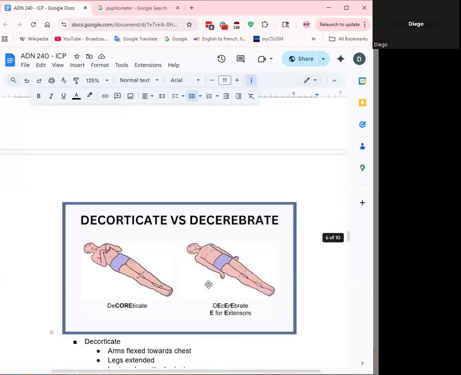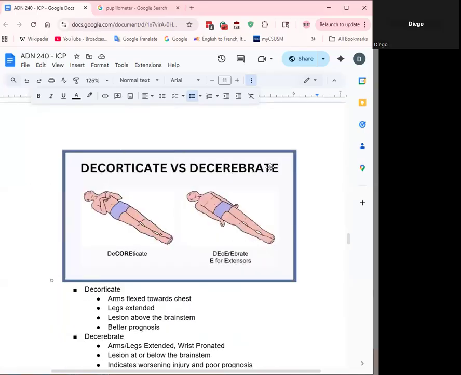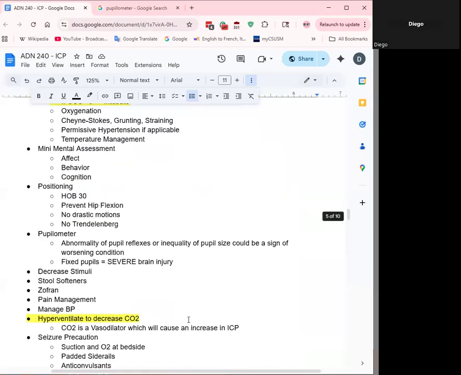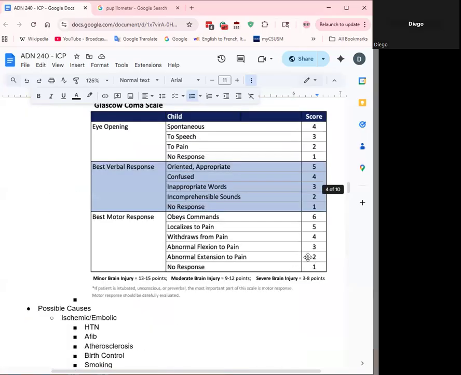And then your reflexes. Here's the example: the decorticate versus the decerebrate. Both of these are indicative of brain damage. The decerebrate is extra bad. That's going to be a worse injury with worse outcomes, as opposed to the decorticate, which has a better prognosis. But regardless, both of these are abnormal because, as we mentioned in the Glasgow Coma Scale, they give you a score on the motor part of it.